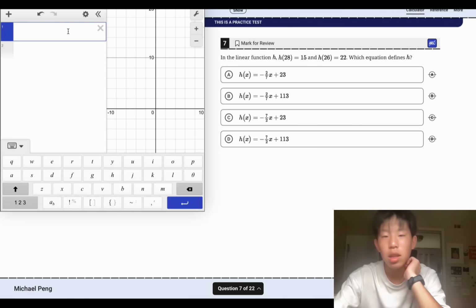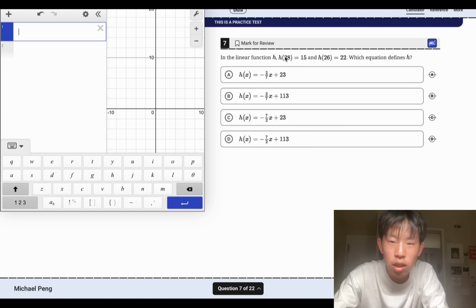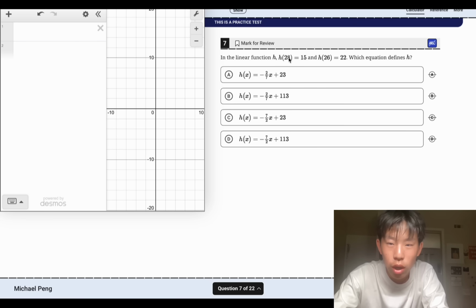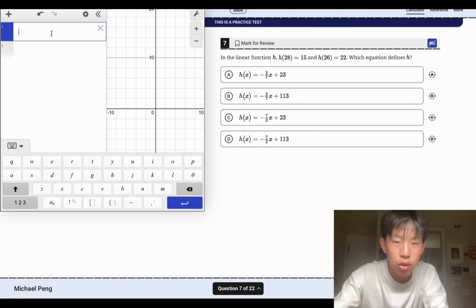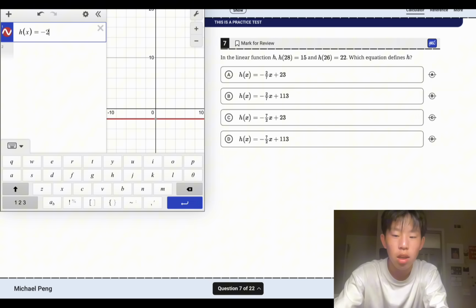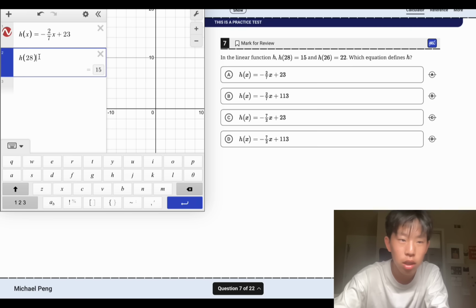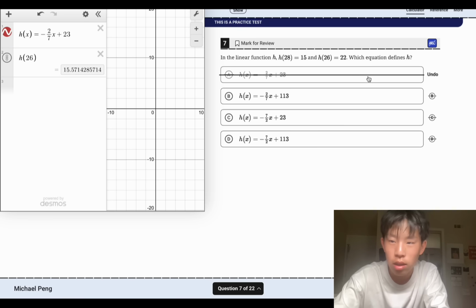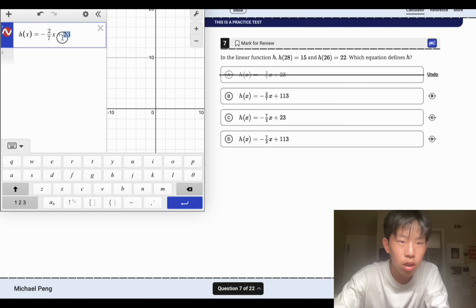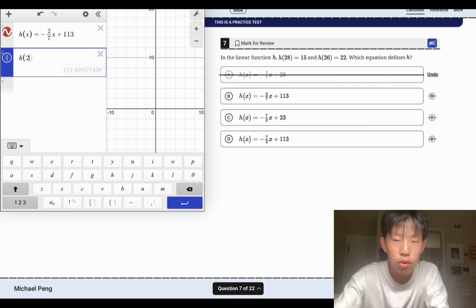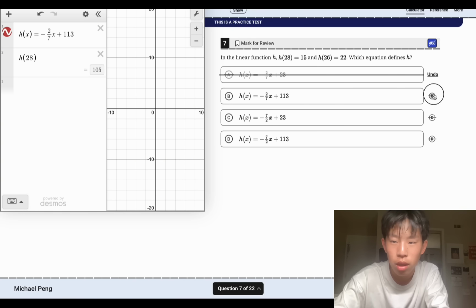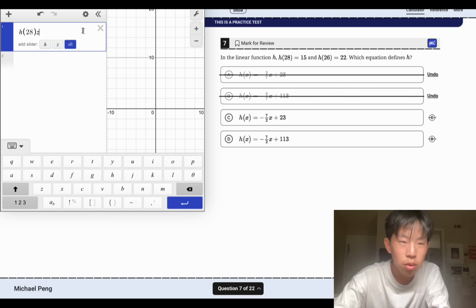Okay, so this one, what you need to do is see which function, when you input 28, gives you 15. So let's try. h of x equals negative 2 over 7x plus 23. Does h of 28 give you 15? It does. What about h of 26? Does it give you 22? If it doesn't, then we need to try a different one. And this is wrong. So now let's try B. What's h of 28? 105. That's not 15, so that means it's wrong. What about this one?